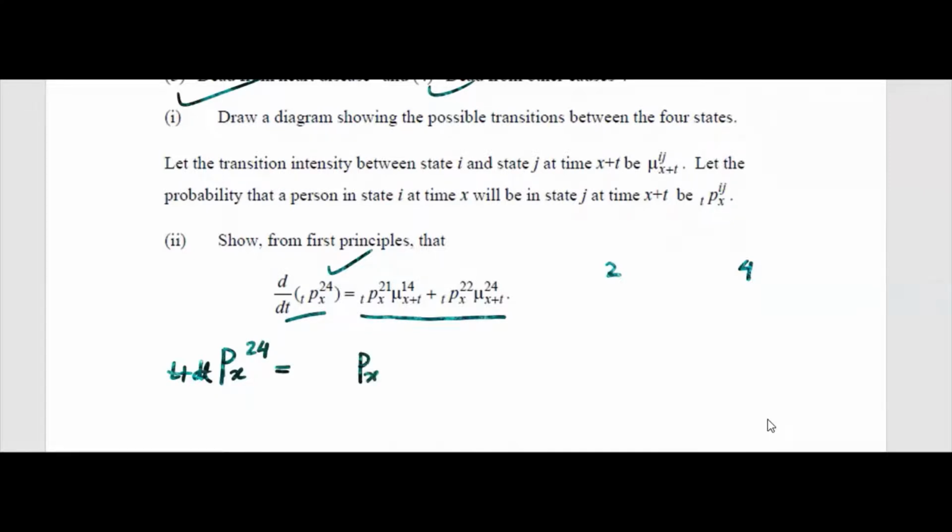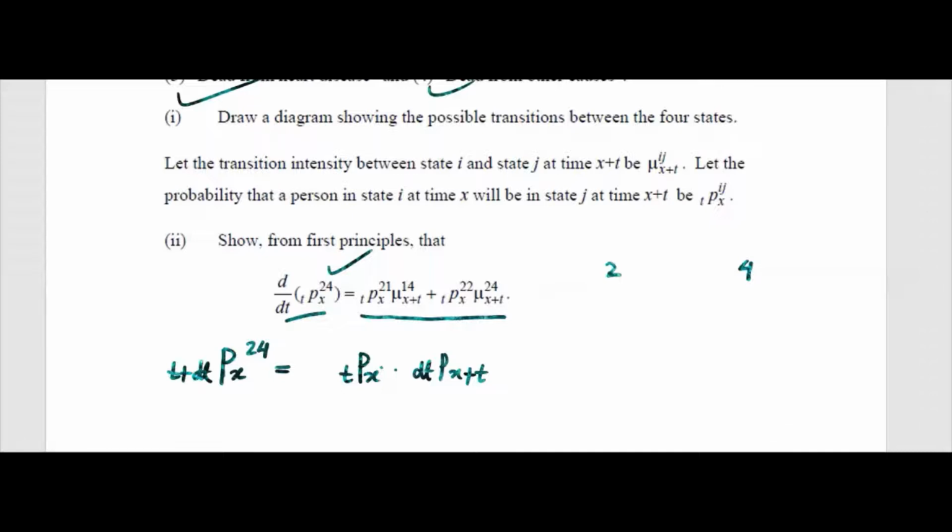Suppose you write p_x^t, another p here, from x plus t to x plus t plus dt. This way you have to write. And here 2 to 4, all possible ways you have to write, whatever is possible in that particular problem. Then make sure you get a term containing 2,4.